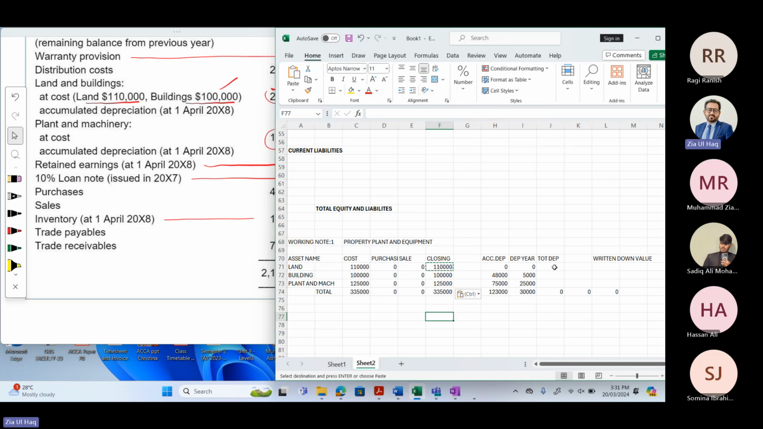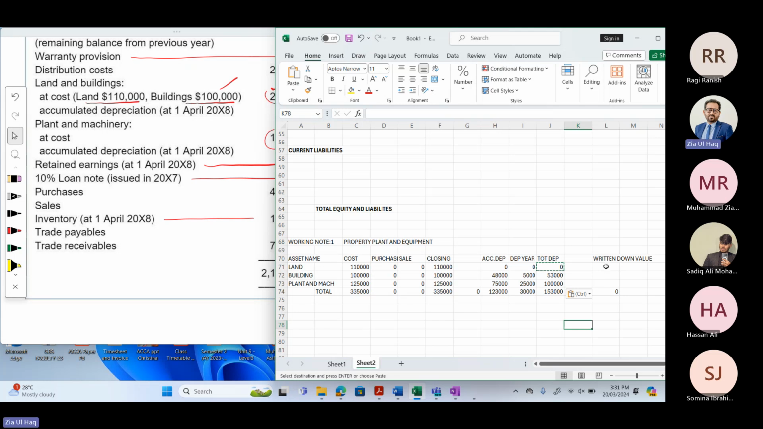Now we need to calculate total depreciation. How? By adding both of these figures. Put equal to sign, this column, put add, this column, enter. And now this formula, Control C, Shift downwards, put Control V. 48 plus 5, 75 plus 25, 100,000. And these two total, this one.